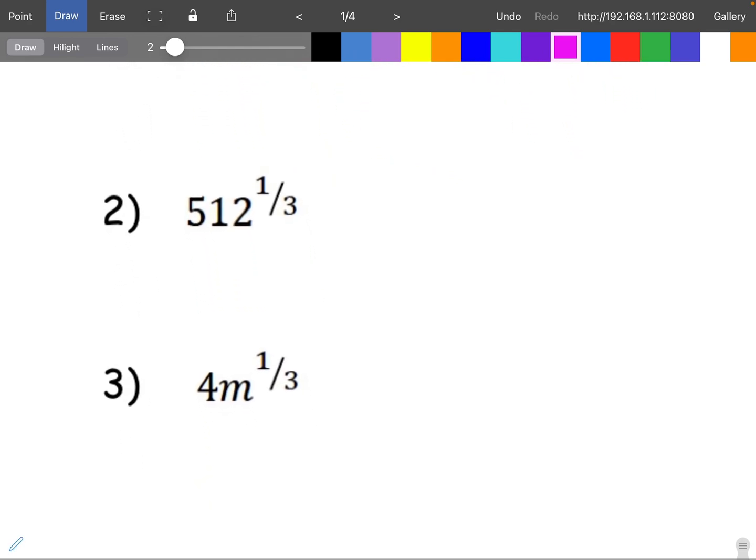Let's take a look at this second one. So it's very similar. We have that 1 on top, which we know is the exponent, but an exponent of 1 isn't really going to do anything. But this time we have a 3 on the bottom, which means that I no longer have a square root, I now have a cube root. So I need to know what is the cube root of 512.